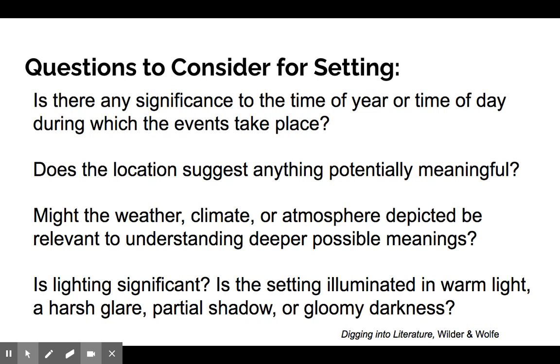Also, things like lighting. Is the setting in warm light, harsh glare, partial shadow, gloomy darkness? Now, that may not be as important in a text. It can be, because we'll oftentimes talk about light, but you can really think about that when you're watching films as well. Like, how is something lit? Darkness typically is indicating some kind of mystery, maybe even trying to scare you. Whereas bright light is all about being able to see everything, a kind of clarity.